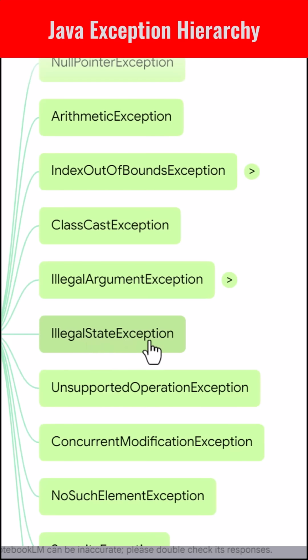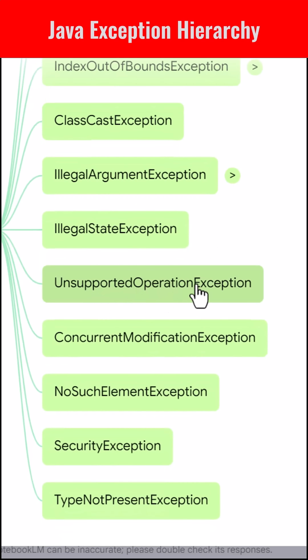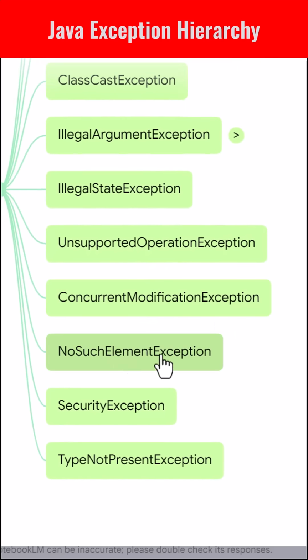IllegalStateException when an object is not ready for use, UnsupportedOperationException when an operation is not allowed, ConcurrentModificationException during illegal modification of collections, NoSuchElementException when elements are missing, SecurityException for access violations, and TypeNotPresentException when a type is missing.